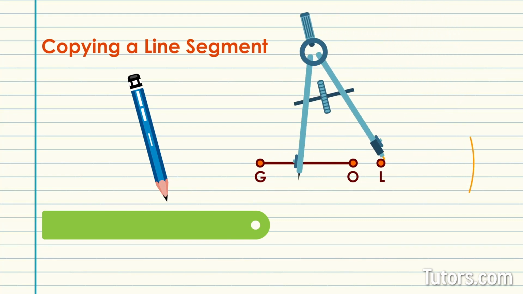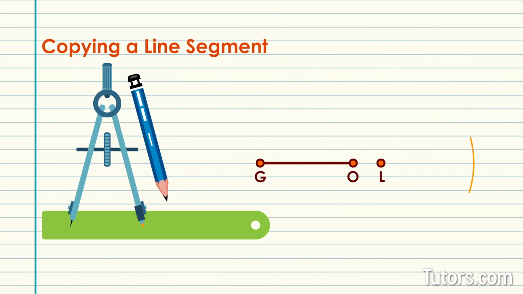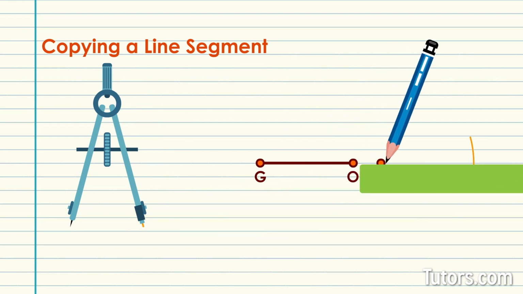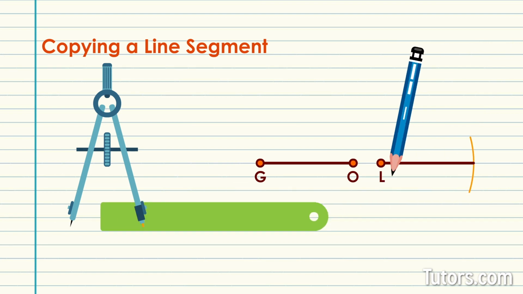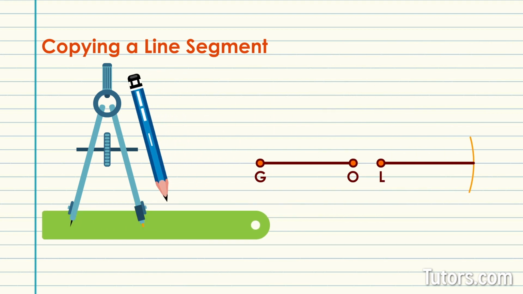Swing an arc out to the right using the exact setting that was the distance of the original line segment, GO. Use your straight edge to draw a line segment from point L to any spot on the arc. Your new line segment is identical in length to your original. Label its endpoint point D, and you are good as gold.